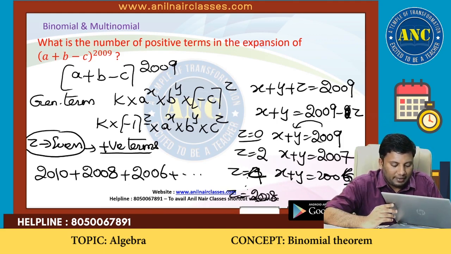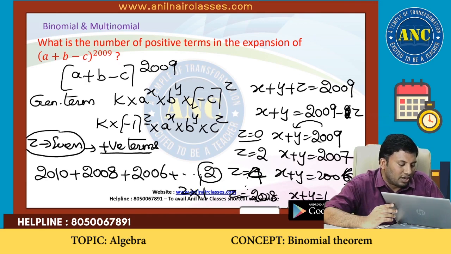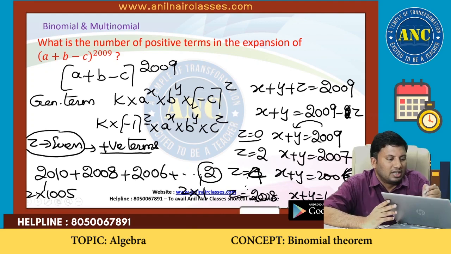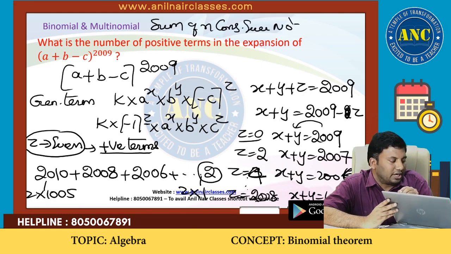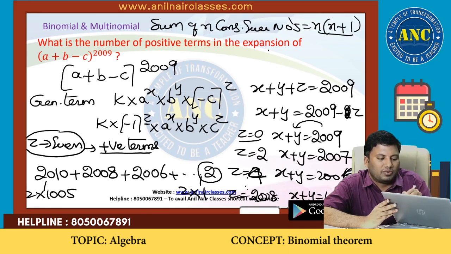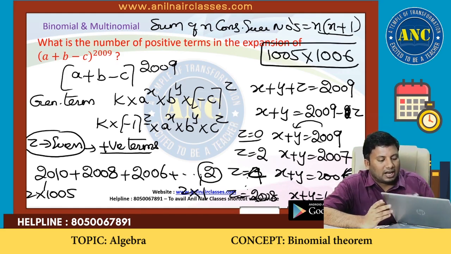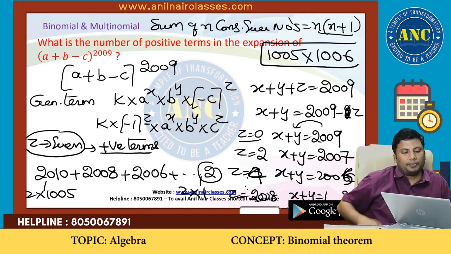If I take x plus y equal to 1, I will get 2 cases. So the counts are 2, and so on up to 2010. Sum of n consecutive even numbers is given by n into n plus 1. So the answer is 1005 into 1006. Kindly reply in the live chat if it is clear to you.